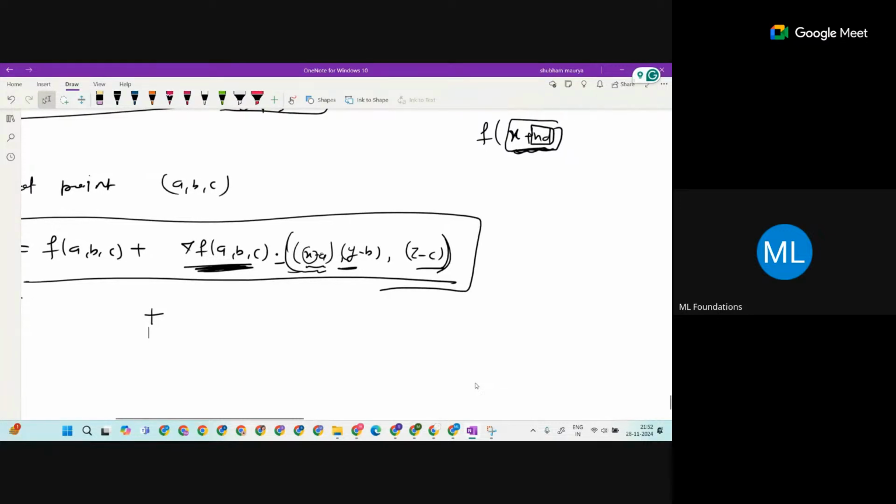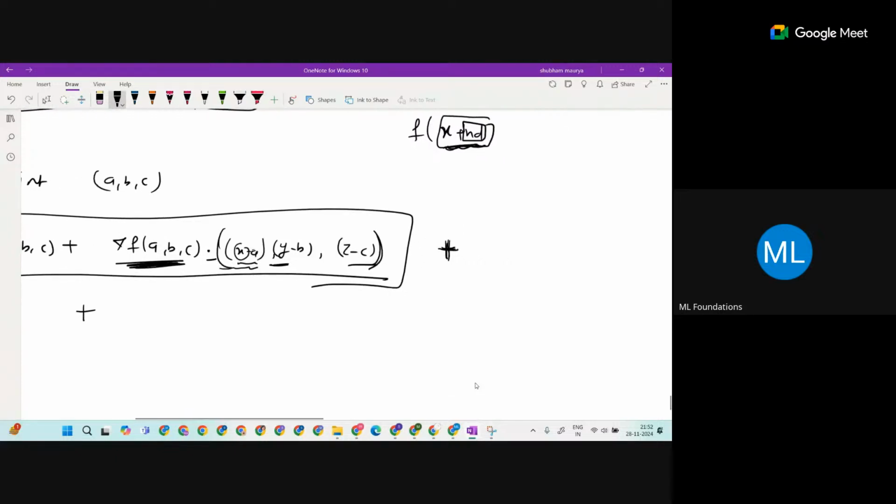In the next step, somebody asked what is going to be the next term in the sequence. It will be the Hessian, right, sir? Instead of the gradient, it will be the Hessian. Okay, this is just a formula.